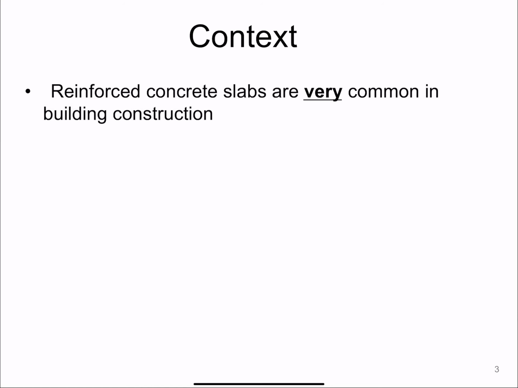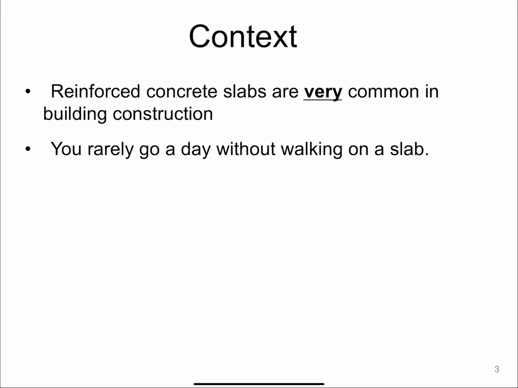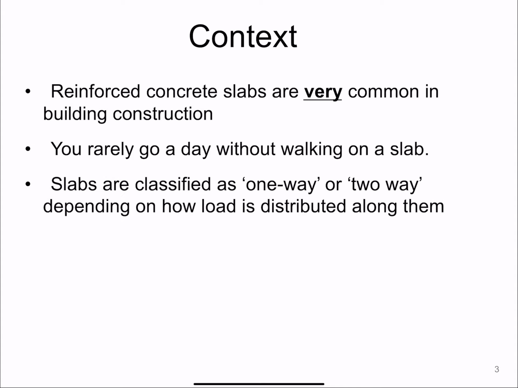Now, this type of slab, the one-way slab system, is very common in building construction. You rarely go a day without walking on a slab. And then we will see later that there are one-way slabs and then two-way slabs. But this type of floor system is quite common. Now, this distinction between one-way and two-way depends on how the load is distributed along them, and we were just talking a little bit about this in the previous slide.